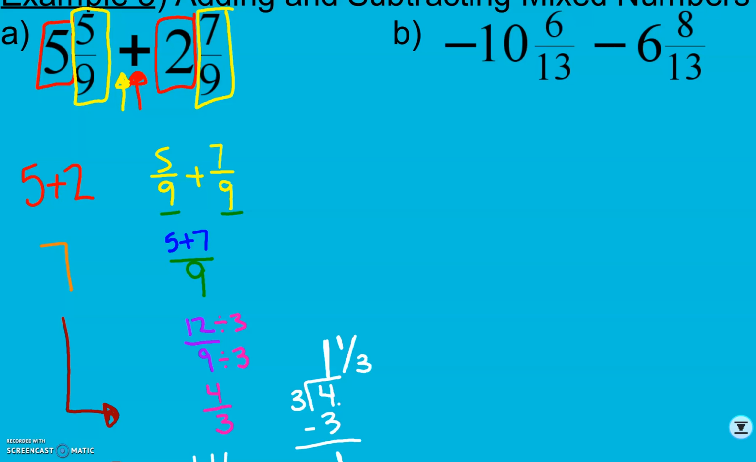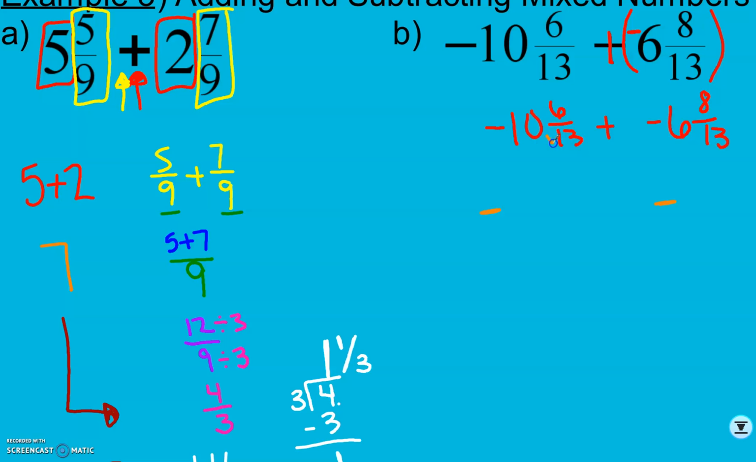So in B, I'm subtracting. I'm going to change to adding the opposite. So here I'm going to have negative 10 and 6/13 plus negative 6 and 8 over 13. I'm going to switch both of these to be improper fractions. So I'm going to keep my negative for each of them.